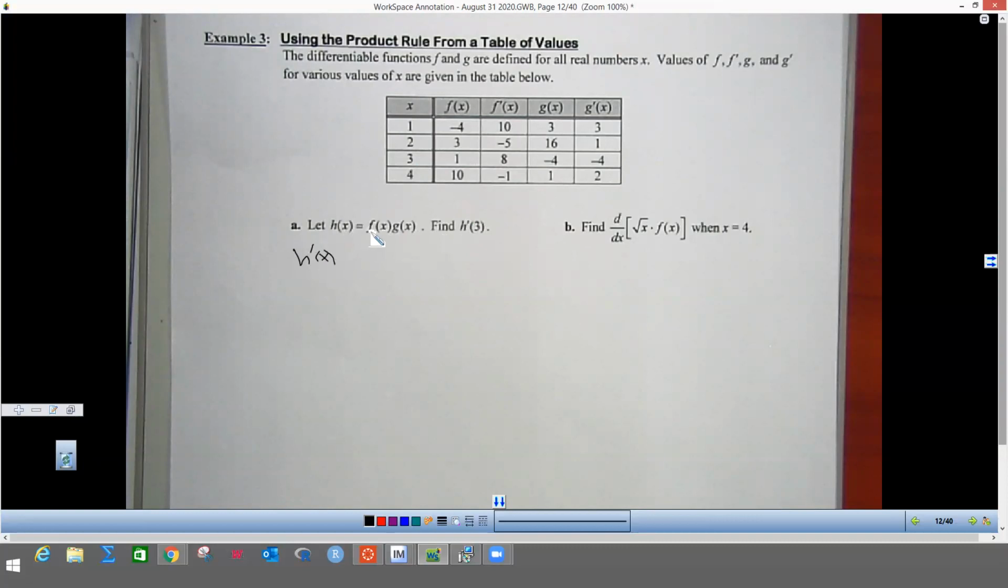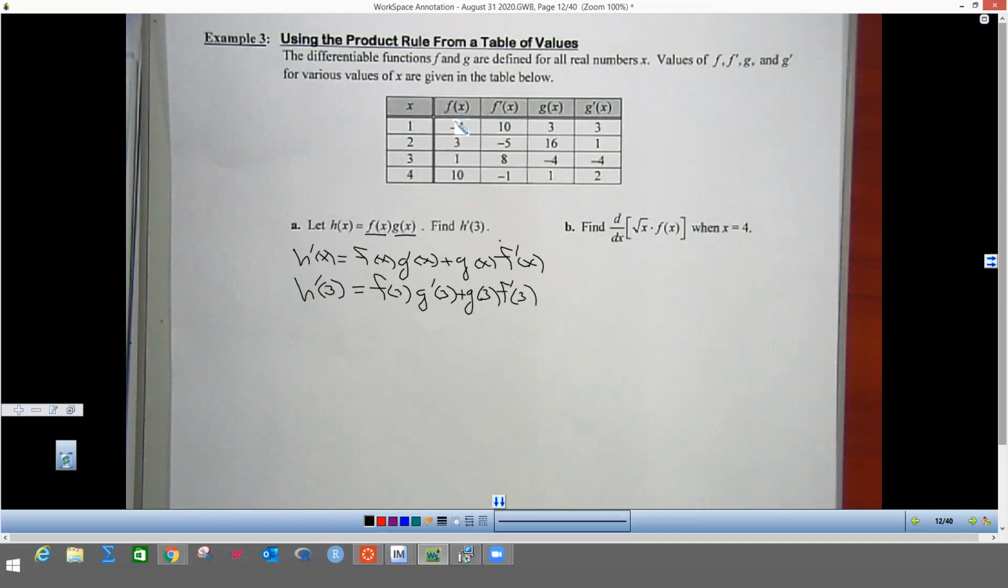So I hope we can see that f of x is my first term, g of x is my second term. So again, first term times derivative of the second term plus the second term times derivative of the first, oops, I said second derivative. Second term times derivative of the first term. Now there's my derivative and I'm trying to find h prime of 3, which means I'm going to come over here and plug 3 in for all my x's. And once I get these plugged in, I'm then going to go up to my table and find their values.